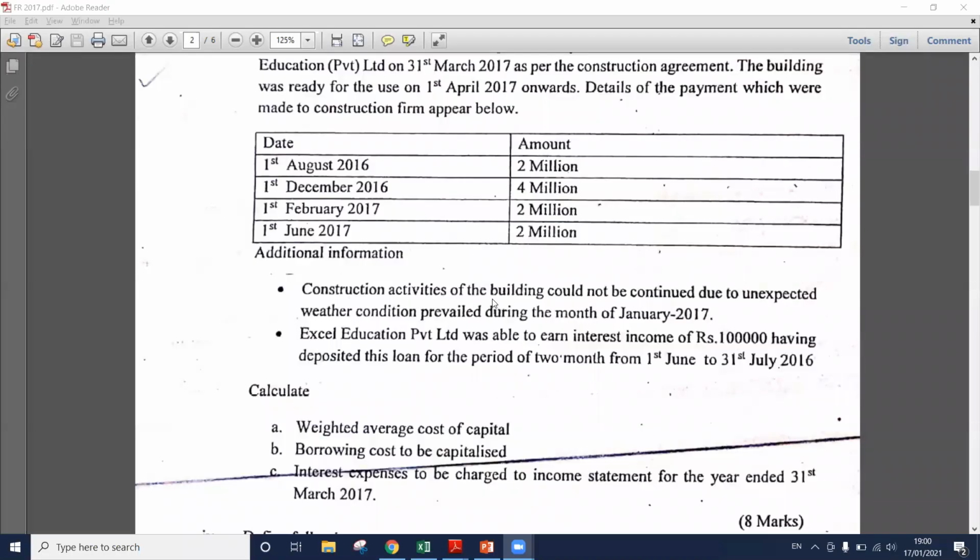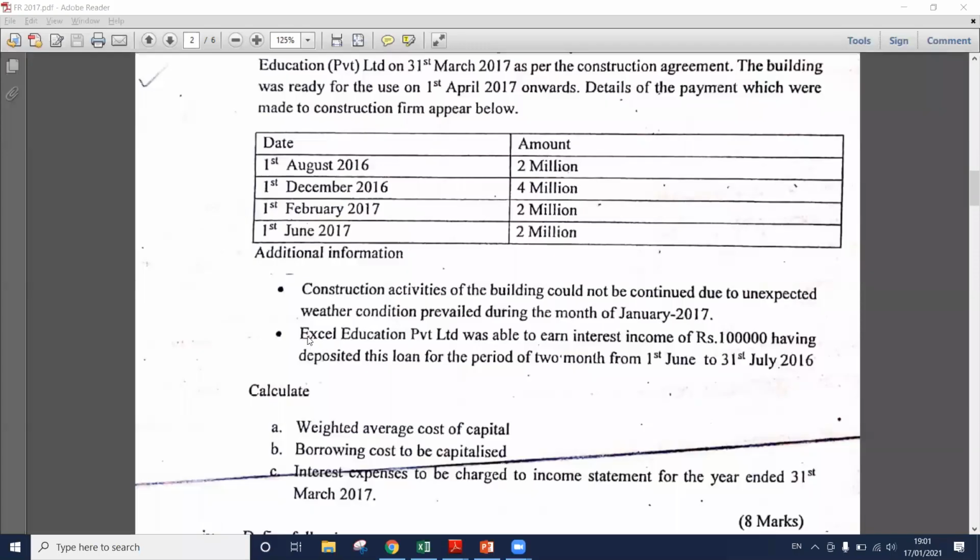And some additional information has been given. Construction activities of the building could not be continued due to unexpected weather conditions prevailing during the month of January 2017. Because of the bad weather, we did not do construction in January. It means we have stopped the active development for 1 month. Now what do we need to do? The borrowing cost relating to that month we need to eliminate when calculating the cost to be capitalized. We need to exclude it.